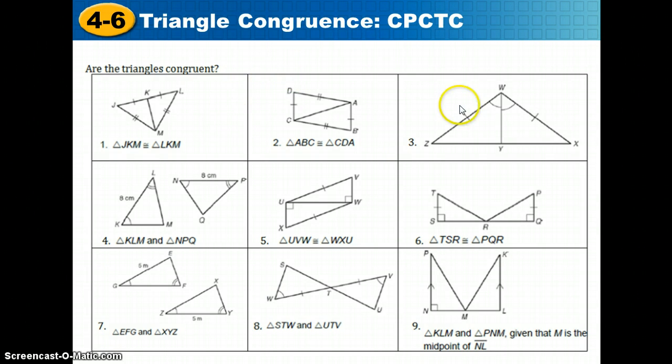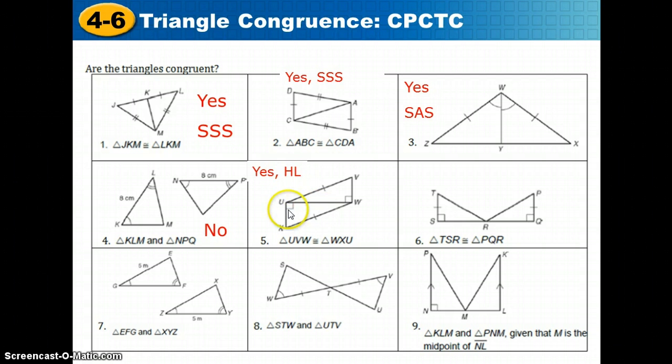Hopefully you have all 9 answers, or at least the ones you're sure of. These 2 are congruent by side-side-side because of the reflexive property here. These are also congruent by side-side-side for the same reason. We have a reflexive property making these shared sides congruent. These are congruent by side-angle-side. But in number 4, we don't have enough information to tell if they are congruent or not, so your answer should be no. Number 5, hypotenuse-leg makes these congruent.